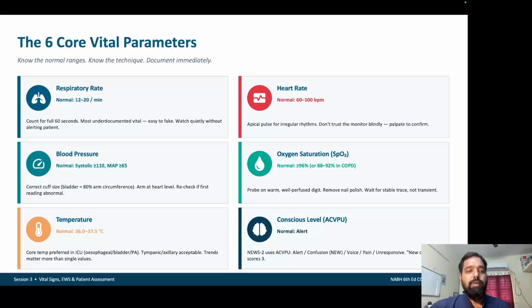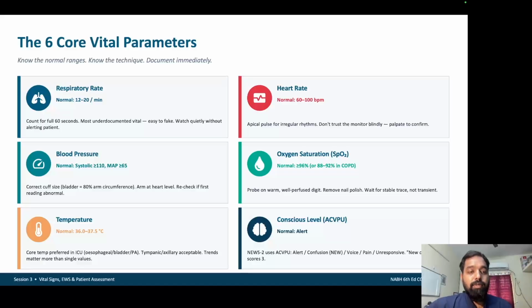There are 6 core vital parameters that we check on a daily basis: respiratory rate, BP, temperature, heart rate, saturation and conscious level. Let's go deeper into each one of them. Respiratory rate: how will you calculate it? You have to count for the entire 60 seconds. It is the most underdocumented vital. It is very easy to fake. People just count for 10 seconds and multiply by 6, without a watch, quietly without alerting the patient, and assess the patient's respiratory rate thoroughly.